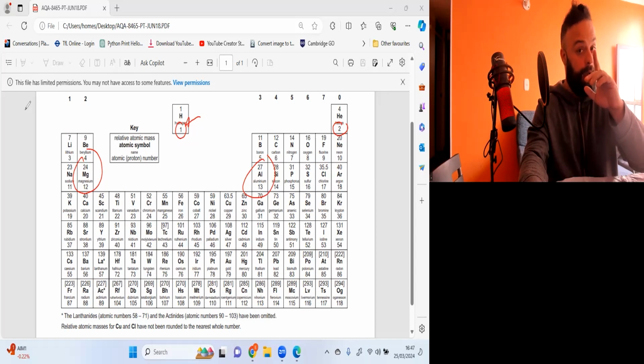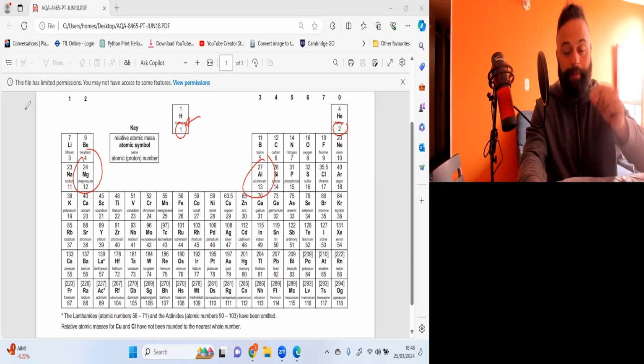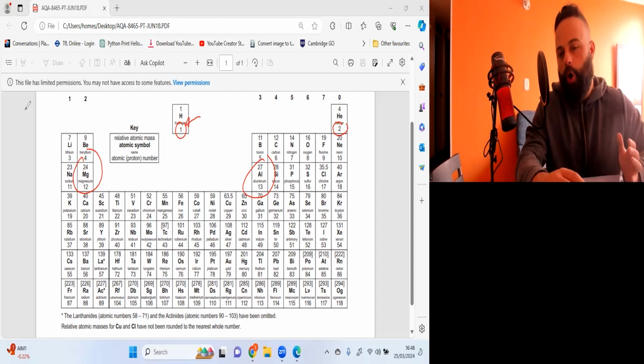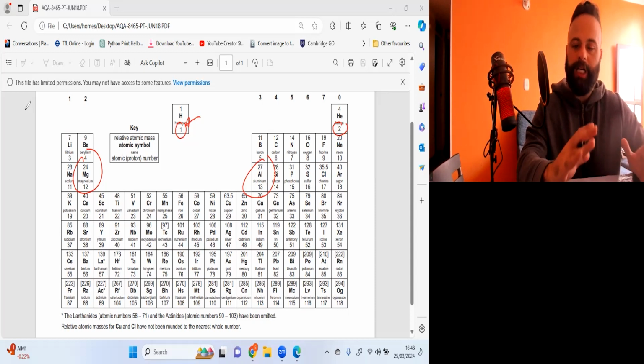You could adjust the electron number. You could add electrons to aluminium. It doesn't make a difference. You could give away 3 electrons. It doesn't make a difference. But you just cannot change the proton number. Changing the proton number will change what the atom actually is.